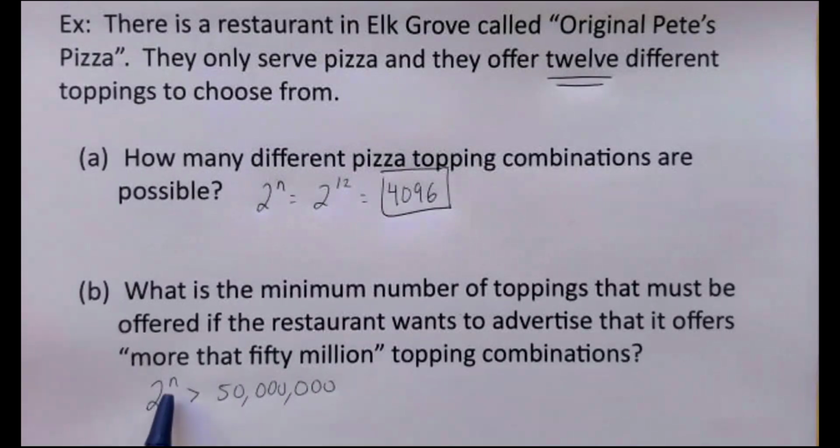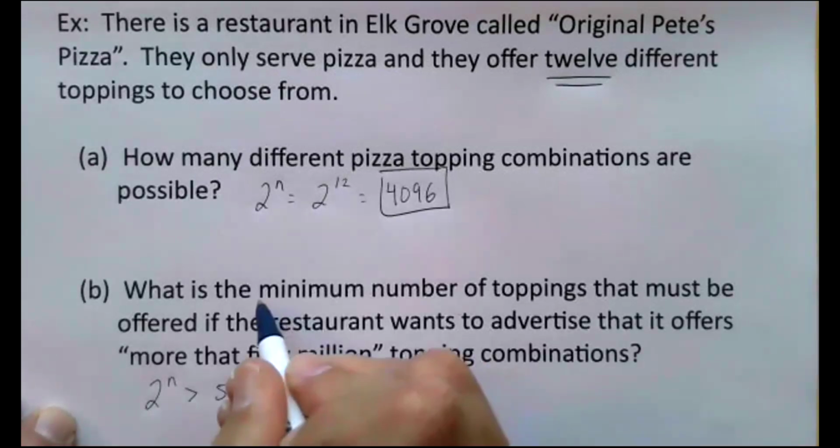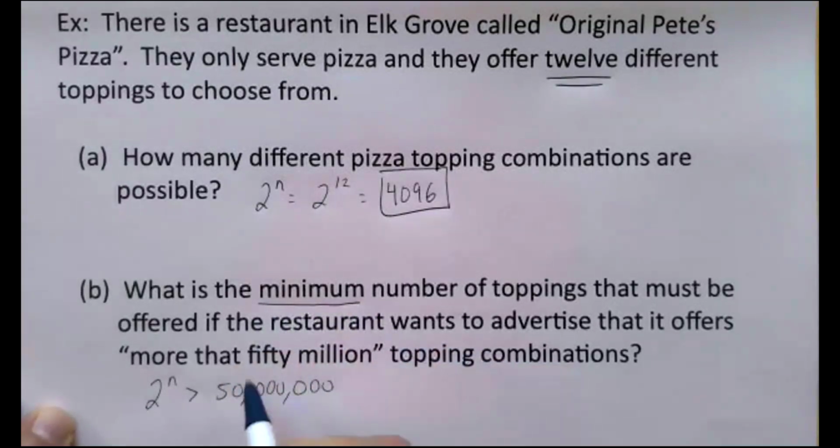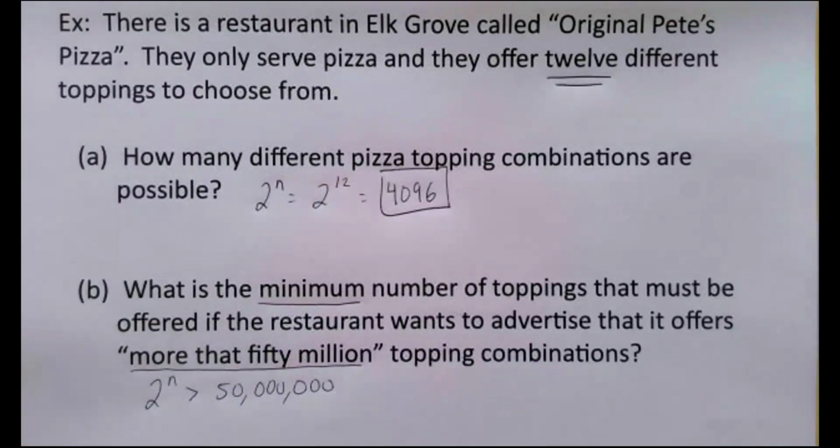I'm going to go figure out what power of n on 2 does give an answer bigger than 50 million, because that's how many we need. That's the minimum number of toppings that we need so that we can offer more than 50 million topping combinations. So it really comes down to solving this. What's the smallest power of 2, I should say? What's the smallest value of n that's going to go on the power of 2 that would cause the answer to be bigger than 50 million?